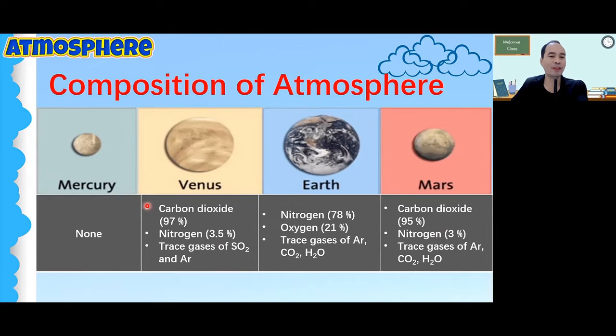However, if you look at the table very closely, let's focus more on Venus and also your Mars. We found out that these two planets have carbon dioxide as the main gas of their atmosphere, right? However, it's the opposite on Earth, right? It's nitrogen. So why do you think? What's the reason why Venus and Mars have more carbon dioxide compared to Earth?